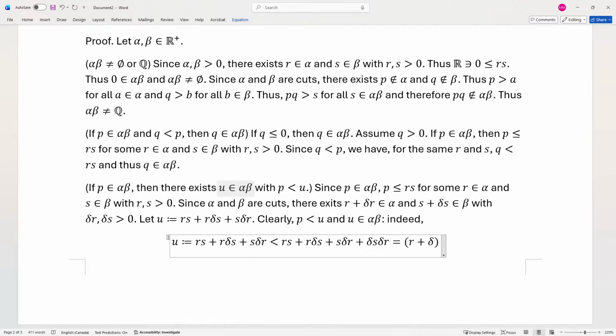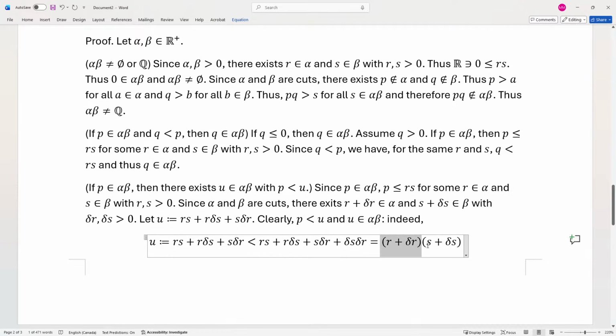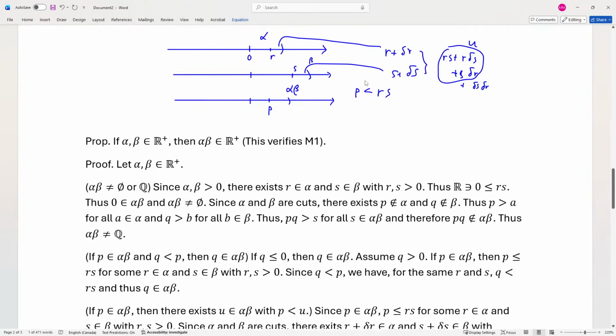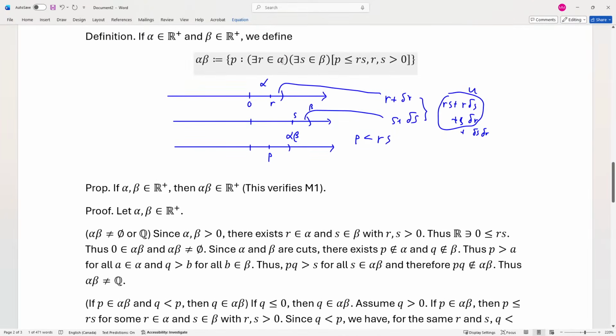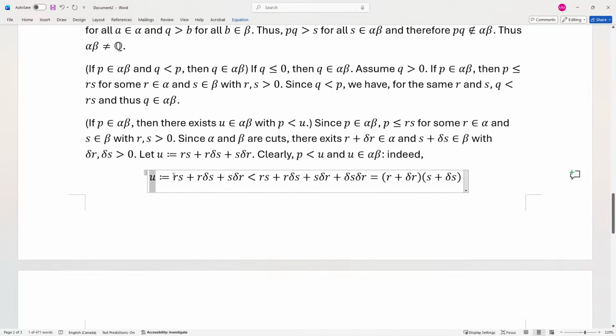There you go. We have R times S plus delta R, delta S, right? Because these two are still in the same cuts we picked earlier: R plus delta R is in alpha, S plus delta S is in beta. So U satisfies the property of alpha times beta. U is less than something that comes from alpha times something that comes from beta. So that shows U is in alpha times beta.